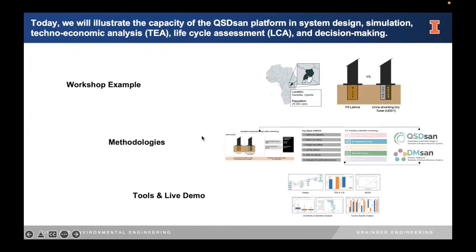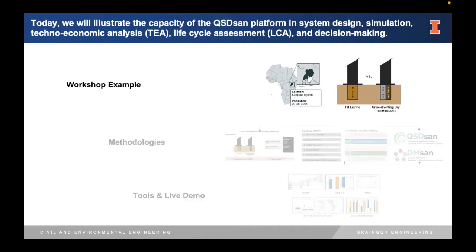All right. So for today, we have 3 main sections. In the first section, Hannah will lead and go through the examples we prepared for this workshop. In the second part, Joy will lead discussions on quantitative sustainable design, and how we can use QSDsan to design the system, do techno-economic analysis and life cycle assessment with uncertainty, so with uncertainty and sensitivity analysis. And then Tori will lead the discussions on how we can do multi-criteria decision analysis, MCDA. And then I'll lead the final part, which is the discussion about QSDsan, DMsan, and together we run this live demo.